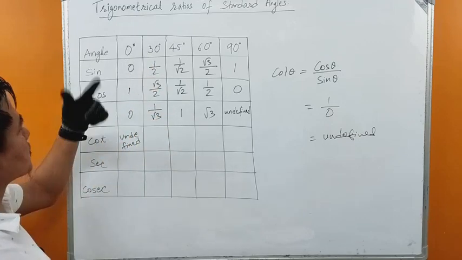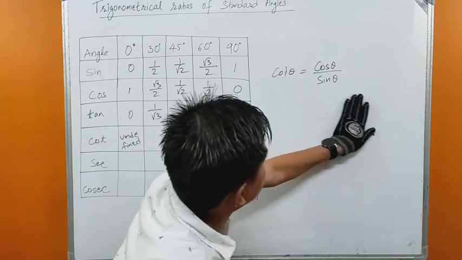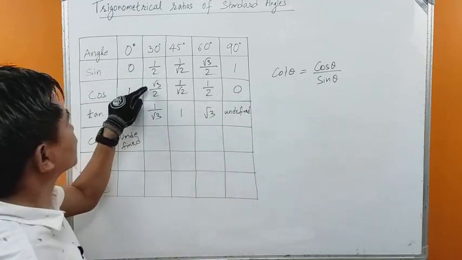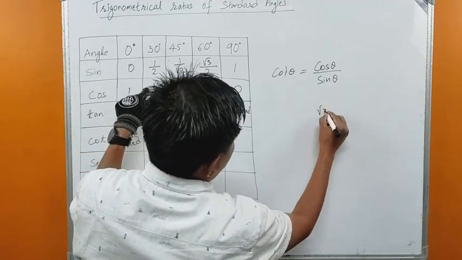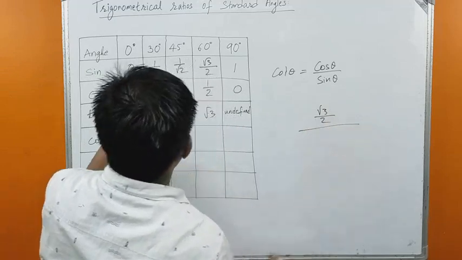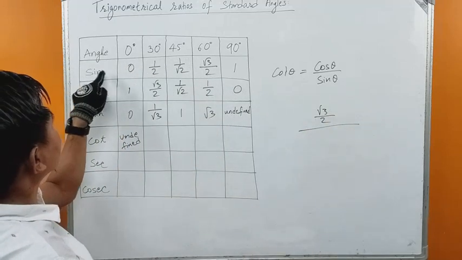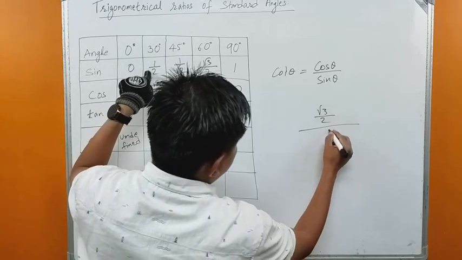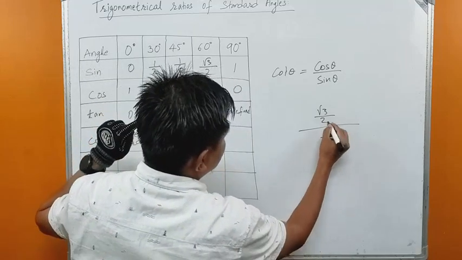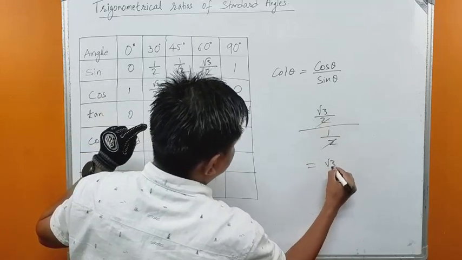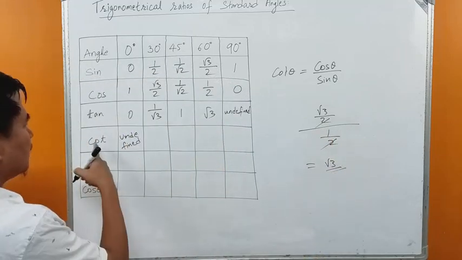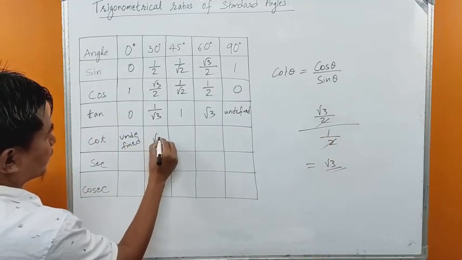Now cot 30 degree. Cot 30 means cos by sine. What is cos 30 degree? Cos 30 degree is root 3 upon 2, whole upon sin 30 degrees, 1 upon 2, isn't it? So we cancel this 2 and 2. We have root 3 left, isn't it? Cot 30 degrees is root 3.